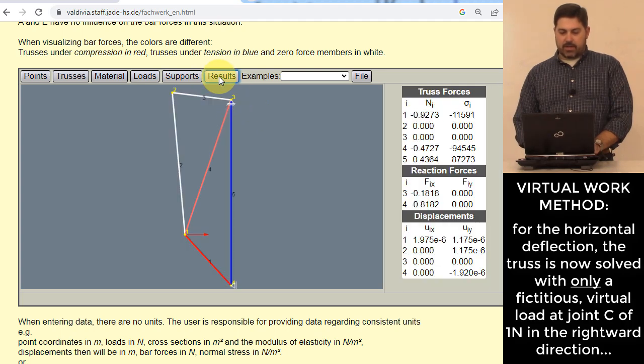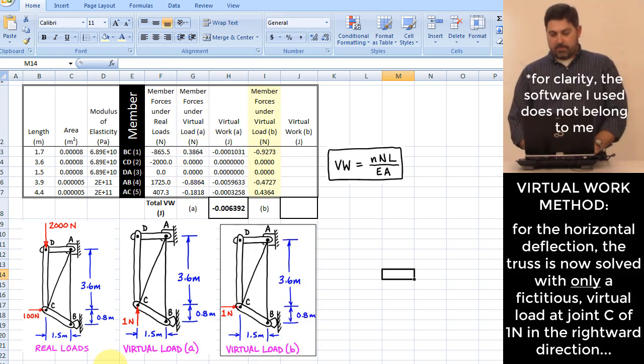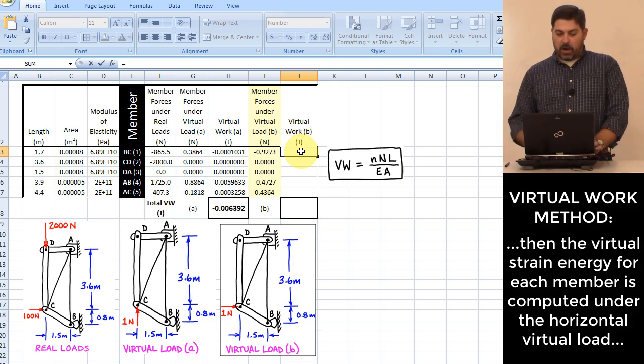Once I've done that, I can look at my results, right? Again, for the same reasons, I end up with zero force members for these two up here, and I'm left with these values over here. If I take those and put them into my spreadsheet, these are what I just found using my piece of software. So what do I need to do here? Basically the same thing I did a second ago, right? I need to take the virtual load carried in each one of the members, multiplied by the real load carried in each one of the members, multiplied by the length of the member, divided by E times A.